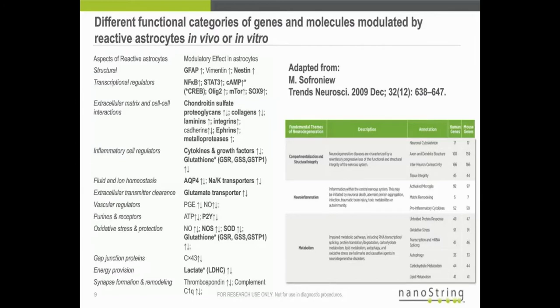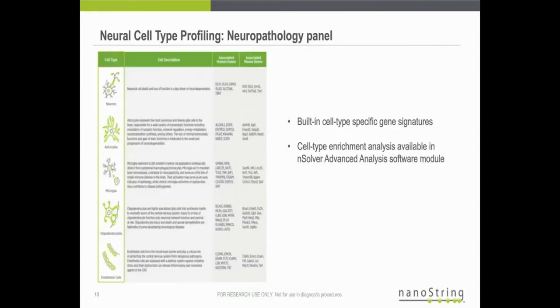The last feature of the panel that I want to point out is the cell type profiling feature. Here you can see a few key neural cell types, and to the right you see genes whose expression has been empirically determined to be largely specific to those certain neural cell populations. So our nSolver Advanced Analysis software module will use these genes to measure the abundance of these cell types or their reactivity in the case of, say, activated astrocytes, for example, thus allowing you to assess cell-specific enrichment in your heterogeneous samples.